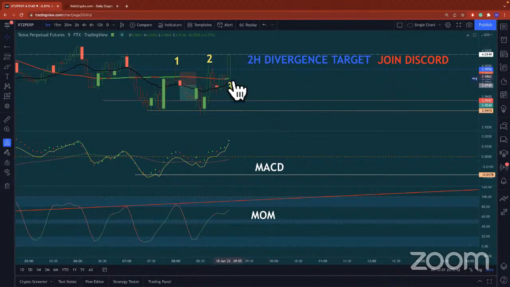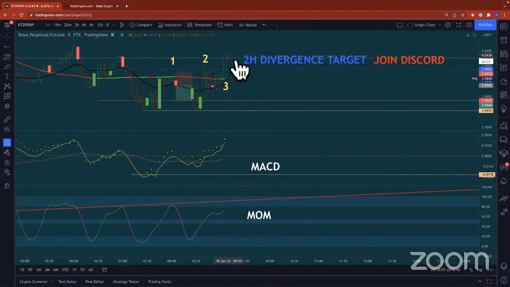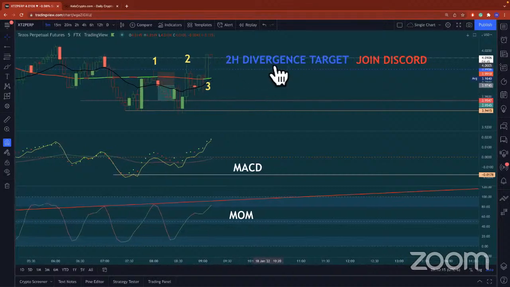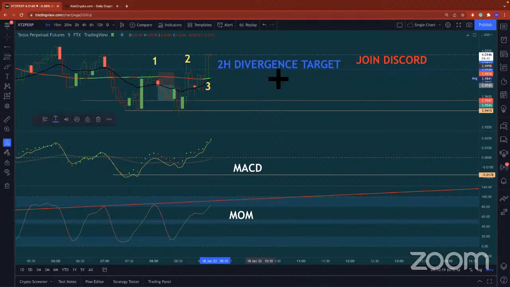See, this is where a lot of people will FOMO in. Don't do that. Don't jump in, because as soon as you jump in, it might have its correction that we're looking for, and we'll go from there. But never, ever jump in just because.